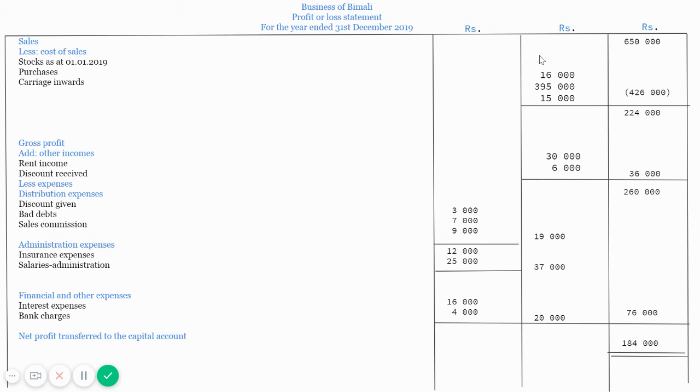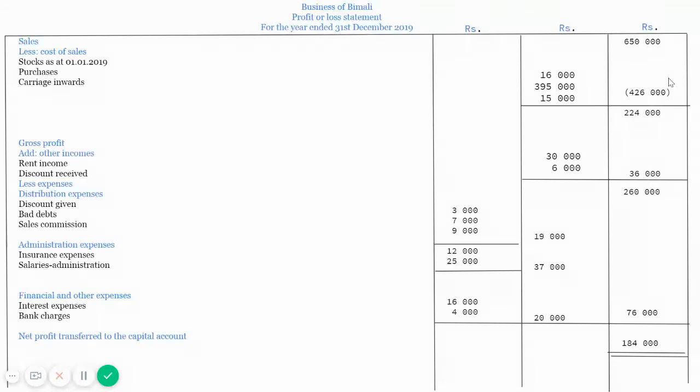Okay. So as an approach, we'll start from here. We'll first calculate the gross profit. Opening stock is 16,000, purchases 395, and carriage inwards 15. So when you add all these three, you will end up with 426,000, which will be the cost of sales of the business. This figure will be taken to this side at once. So that will be the 426,000.